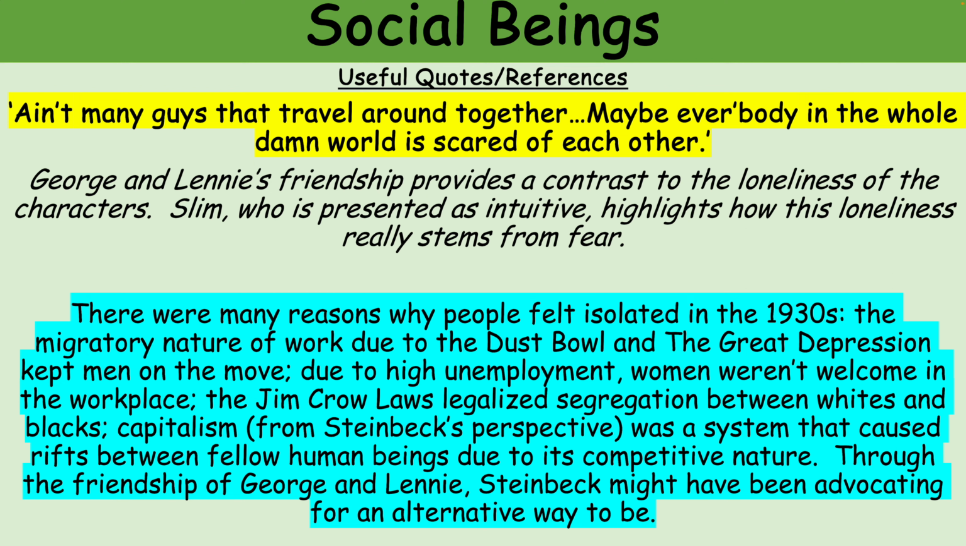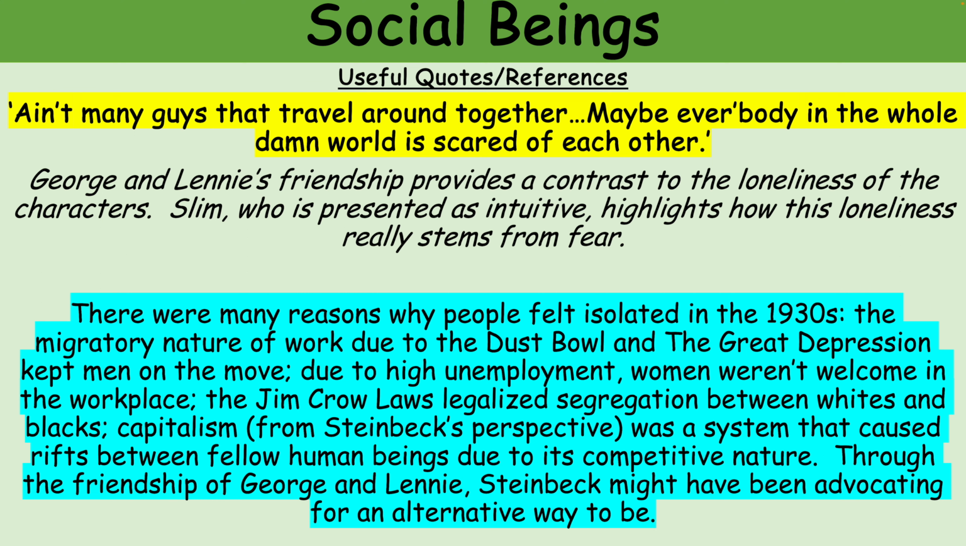How could we explain that fear? Well, we can link that to context. Look at what's in blue, okay? There's many reasons why people felt isolated in the 1930s and felt fearful. The migratory nature, which we've already talked about, due to the Dust Bowl and the Great Depression, kept men on the move. They're fighting for each other's jobs. There's no time to make friends. Due to high unemployment, women aren't welcome in the workplace. So there's a fear almost of women, right? They're a threat because they're cheaper than men.